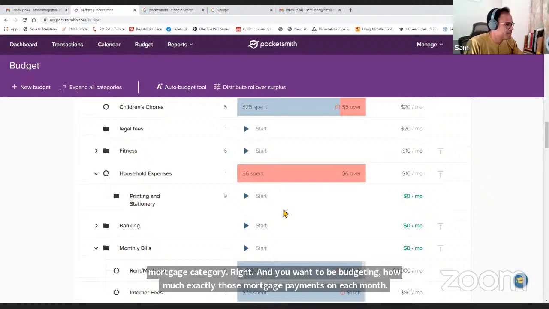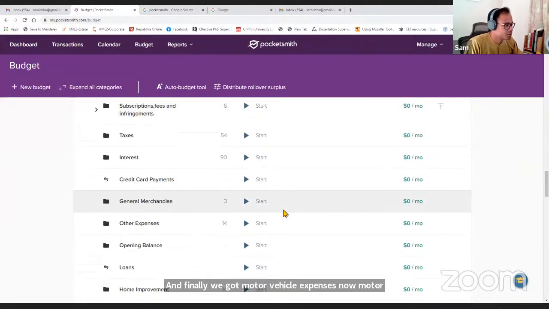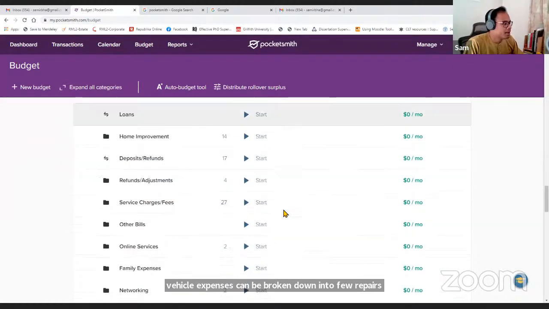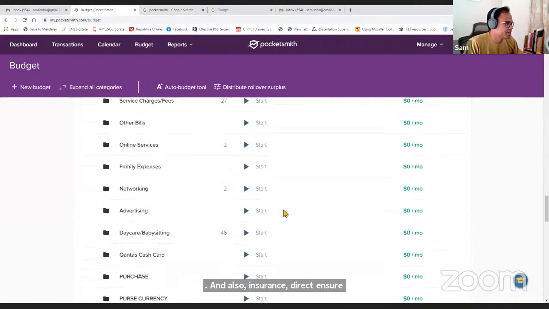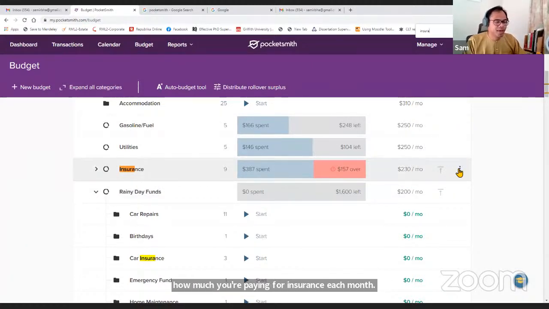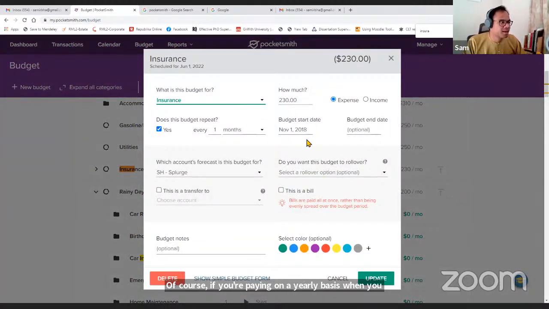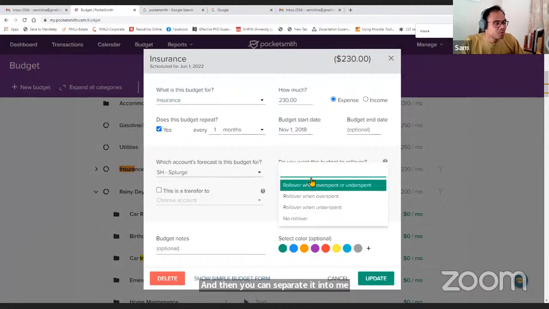And finally, we've got motor vehicle expenses. Now, motor vehicle expenses can be broken down into fuel, repairs, and also insurance, all right? Insurance is quite easy to estimate. Now, let me look for insurance. Here, there we go. Right, so insurance really easy to estimate. You kind of know how much you're paying for insurance each month. Of course, if you're paying on a yearly basis, what you can do is break down that yearly amount, separate it into monthly amounts, and then create a rollover option. And you can roll over when underspent.